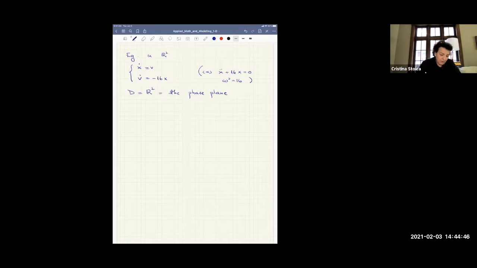We talked last time about the energy, so we know that the energy is 1 over 2 v squared plus 1 over 2 times 4 x squared, like last time. So the energy is here 1 over 2 v squared plus 2x squared equals constant, okay? We did this last time, so more or less they would look like this.